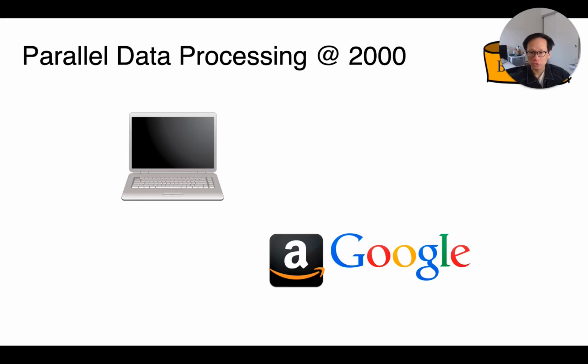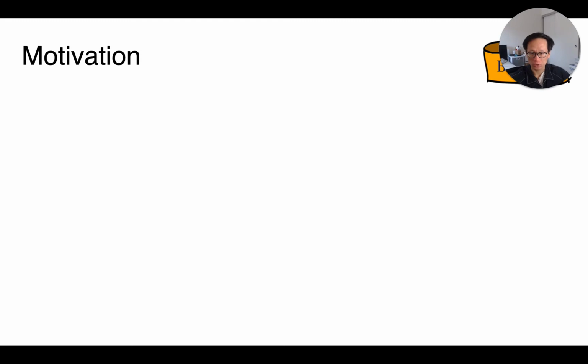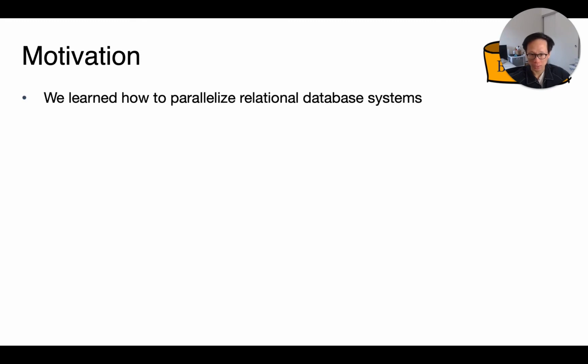So what changed in the new millennium? Well, companies like Google and Amazon started to store unstructured and semi-structured data, such as web pages and book information. And we learned earlier in the NoSQL lecture that this has led to the development of new data models outside of the standard relational ones that we learned about.